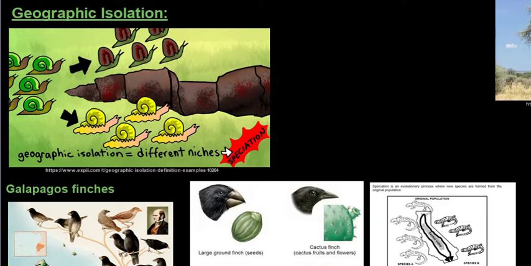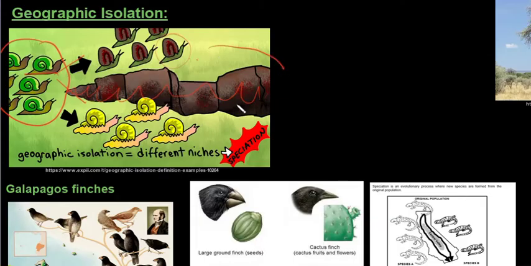Looking at geographic isolation again, we looked at this in a previous video as well. So we've got a snail population, then we've got a geographic barrier that occurs. This population then splits into two, and in each of these populations they will have different selection pressures, so the fittest or the most adapted to that specific change will be the ones that survive, and they then pass on these traits, and eventually they become genotypically and phenotypically different. You can see they don't look the same.